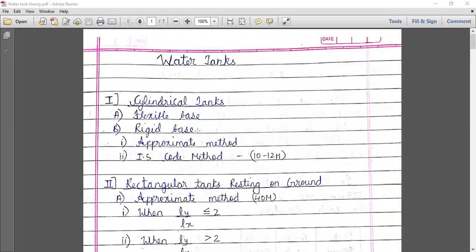So cylindrical tanks are divided into flexible base and rigid base. So problems on flexible base, and then problems on rigid base. And then again cylindrical water tanks we have by approximate method and IS code method.